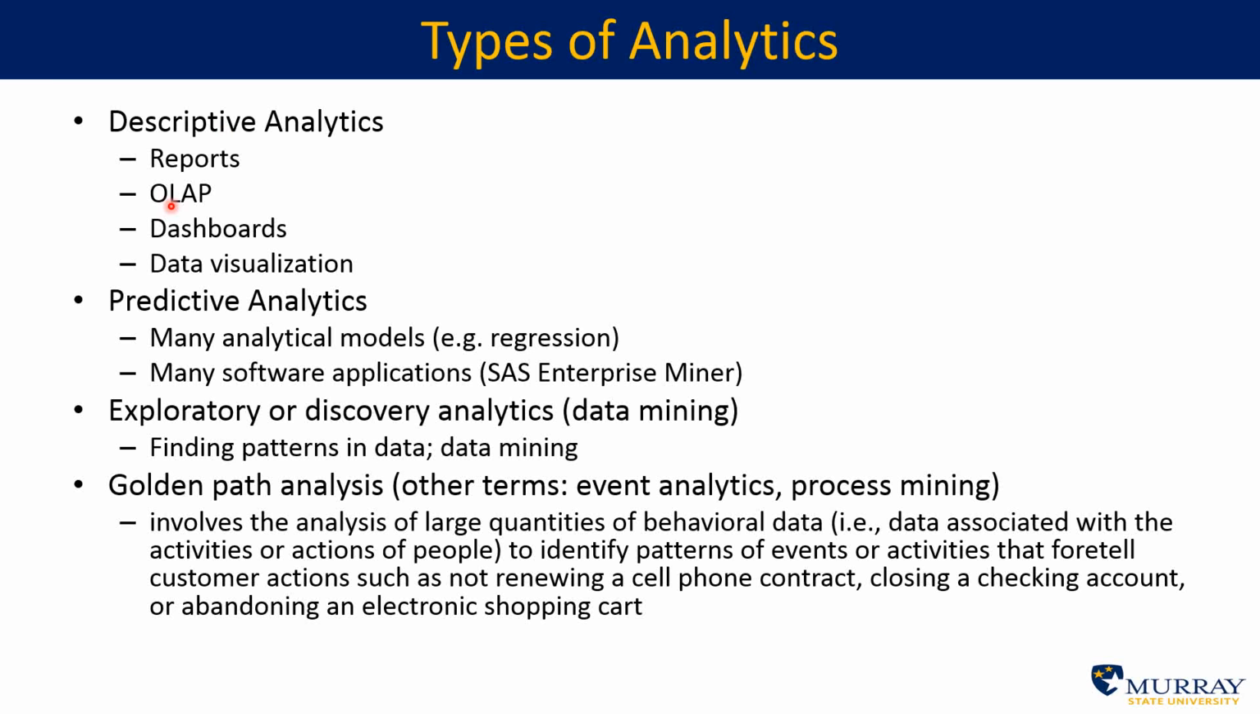Then you have something called exploratory or discovery analytics, which means you don't have any particular purpose. You're just mining data back and forth to try to find some patterns or correlations. And that's typically called data mining. And then you have something called golden path analysis, but there are many other terms like event analytics, process mining, and we'll see some other terms down the road. It basically involves looking at behavioral data. For example, data associated with the activities or actions of people, let's say on the internet or on a network. And based on those interactions, you identify certain patterns or events or activities that foretell customer actions.